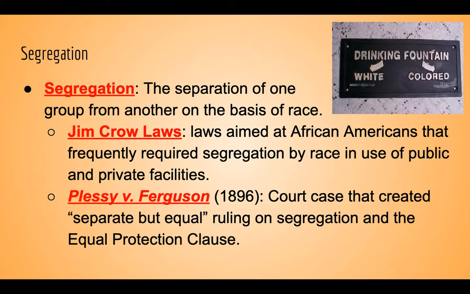A lot of it was based on the Supreme Court case Plessy versus Ferguson from 1896, where the court ruled that separate but equal was okay under the Equal Protection Clause, as long as the different facilities for African Americans and whites were equal, it was okay that they were separate, according to Plessy versus Ferguson. Now, we know that can't be the case, that separate is never equal. But back then they were like, no, it's separate. If it's equal on both sides, then it's okay.